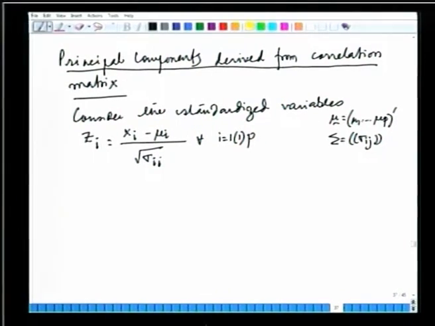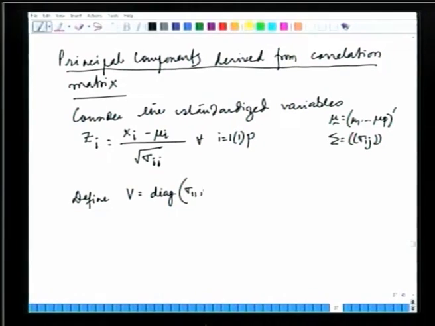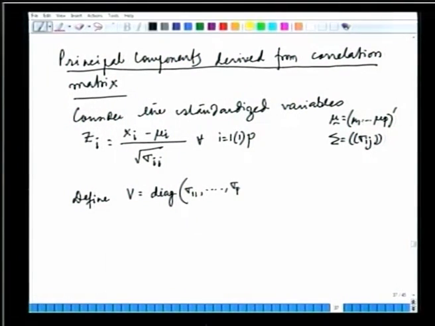I define p standardized variables z1 to zp, and now I define a new matrix V, which is nothing but the diagonal of the diagonal elements of the sigma matrix. So, this is diagonal sigma 11 to sigma pp. And then I have Z. How can I write this Z vector? Z vector is nothing but Z1 to Zp.